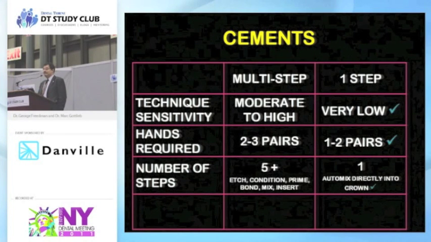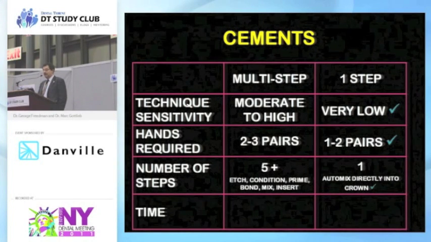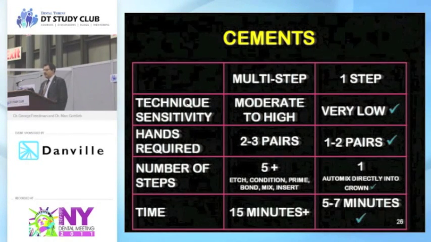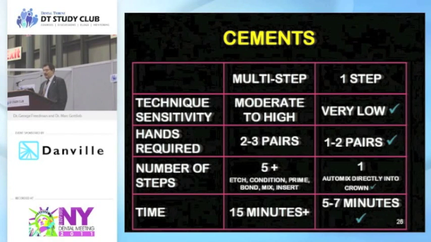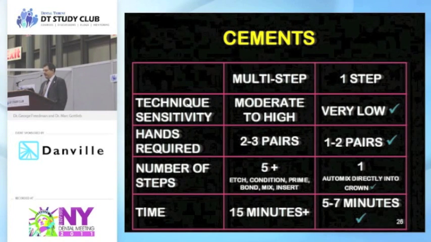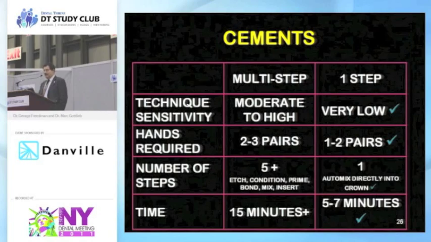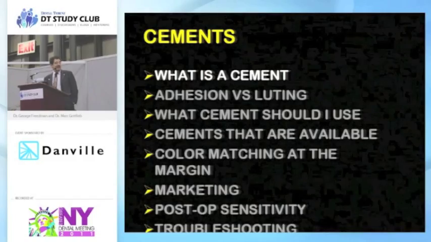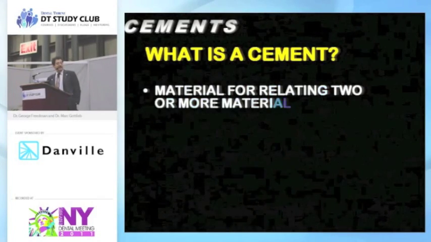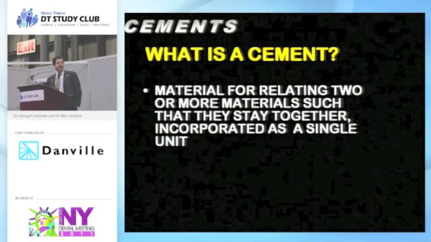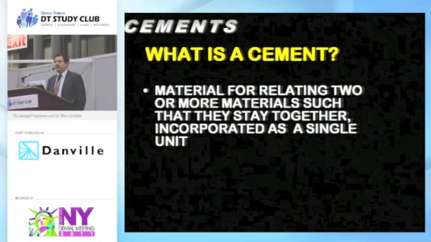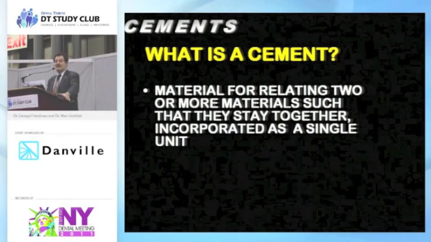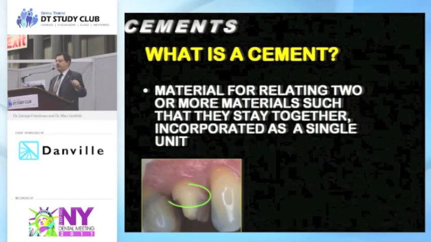First question that we had before: what is a cement? Well, there are many cements, materials for relating 2 or more materials such that they stay together, incorporated as a single unit. That's the basic definition of a cement. And the cement, ideally, we don't think too much about it, but we want to have an area like this, if we can, and cement a restoration there, which is relatively invisible, long-lasting, resistive to forces, and unlikely to break down or to redecay. And you'll notice that most of my margins are supragingival.